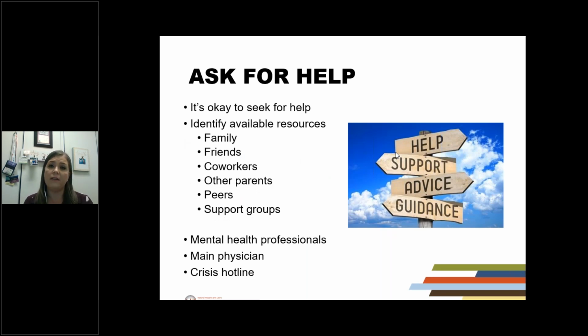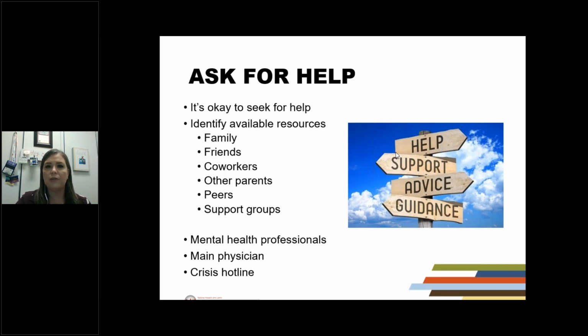So I always emphasize asking for help. For me, it is the best recommendation, to let people know that it's okay to seek help, that you can identify available resources through your family, through your friends, through your co-workers, other parents, community members, peers, different support groups. It is important to let people know what you need. It is very frustrating at times that maybe a neighbor is going through a bad moment and we don't even know about it. So you cannot receive help if others don't know that you need it.